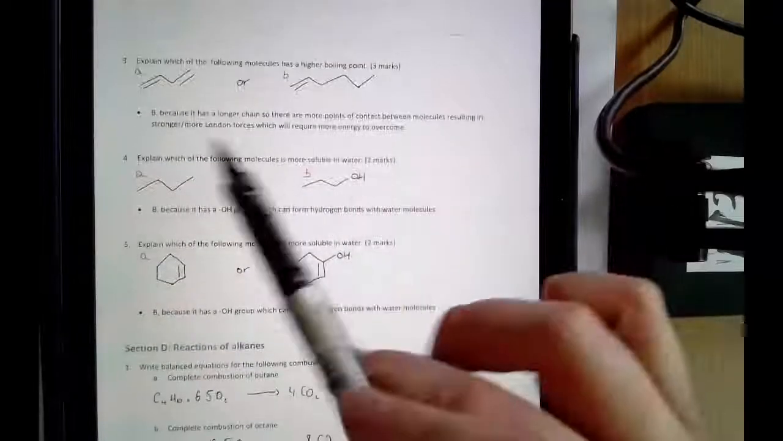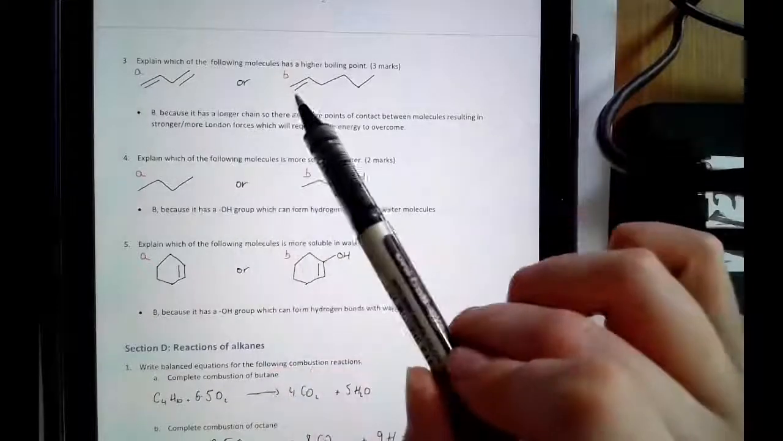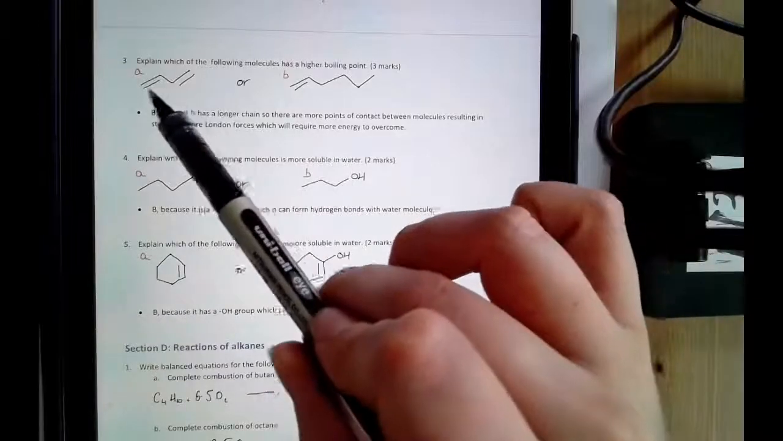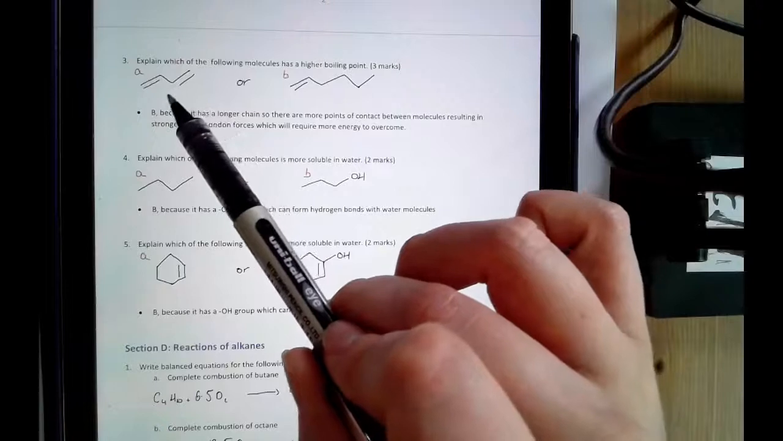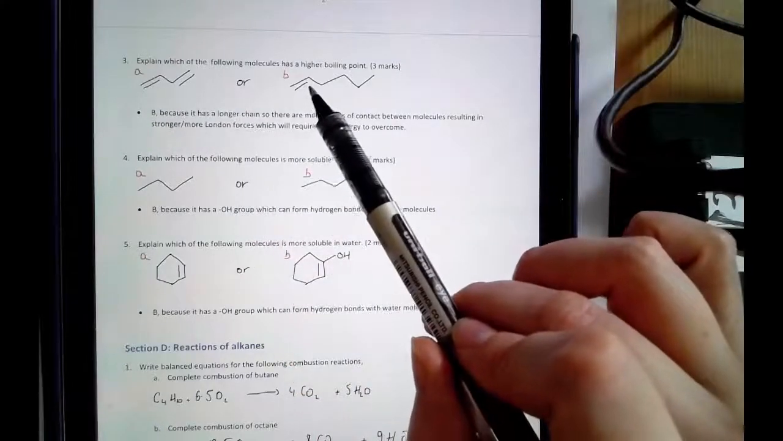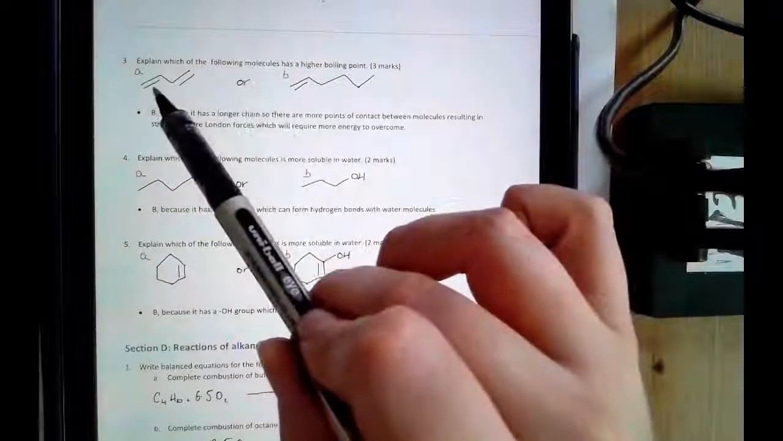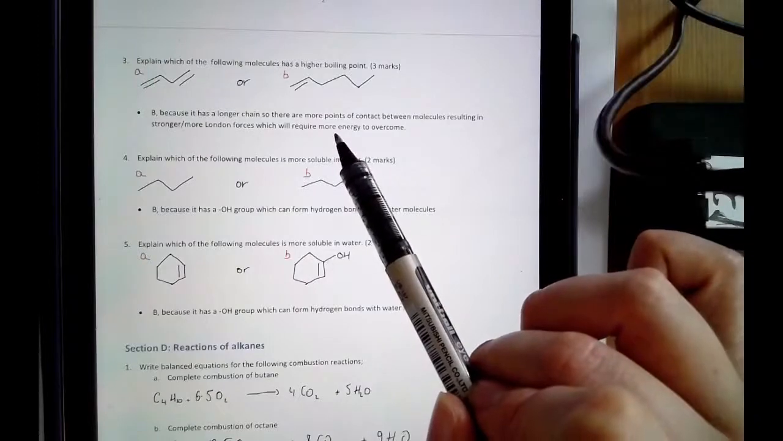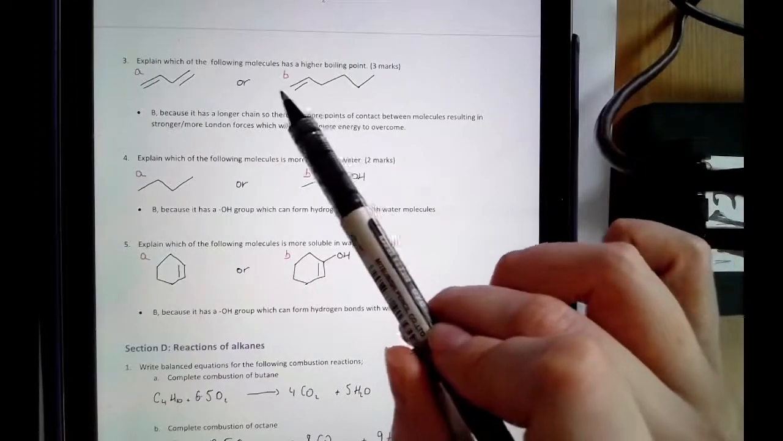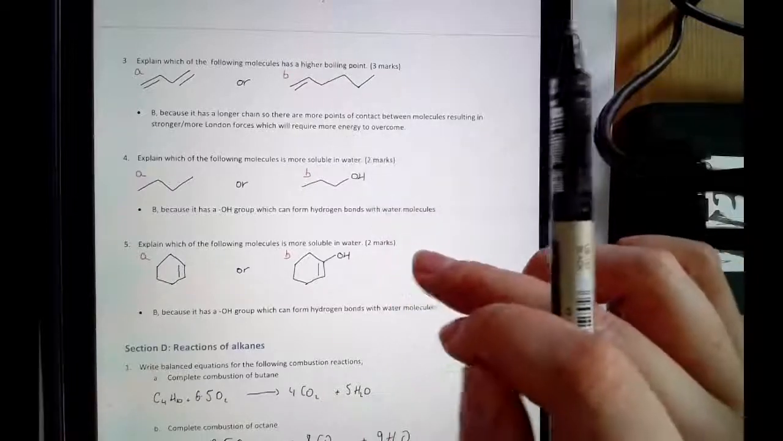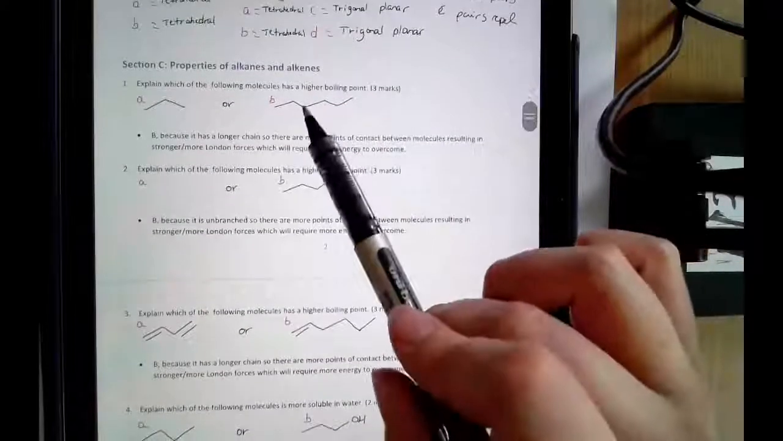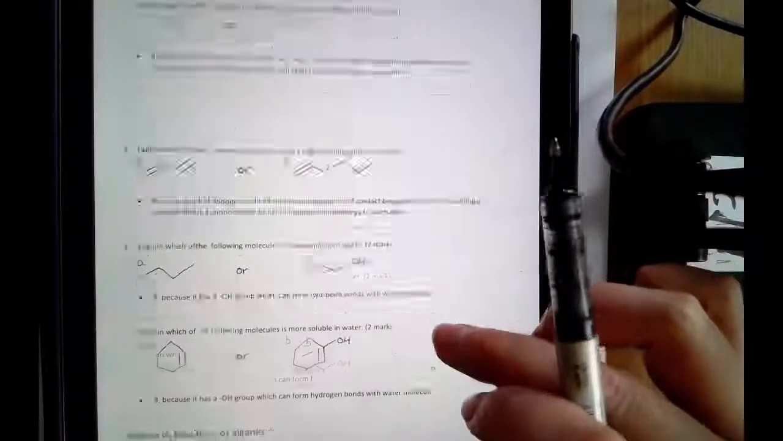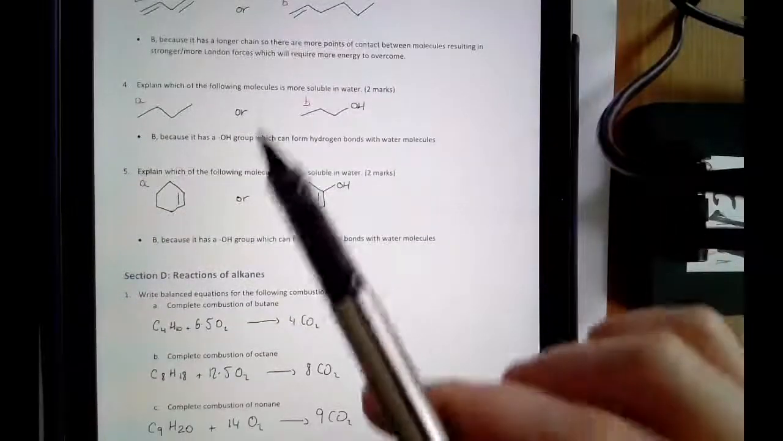In the next one, and I deliberately did this, I put 2 double bonds in one molecule and 1 double bond in the other. But remember, you're not breaking the double bonds. So it doesn't matter that there are more double bonds in A, they are not being broken. So your answer is still going to be B, and the reason it's B is you've got a longer chain, so you've got more points of contact, stronger London forces, which require more energy to overcome. You could also say that B, because it's a longer chain, has more electrons, which result in stronger London forces. Sorry, you could say that up here as well, that because B is longer, it's got more electrons, so stronger London forces.